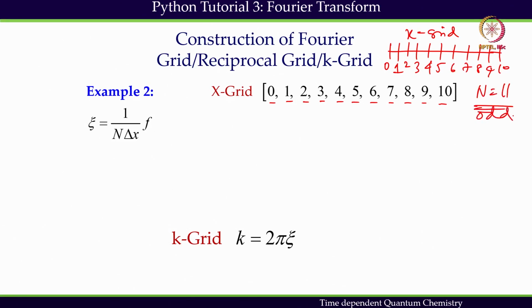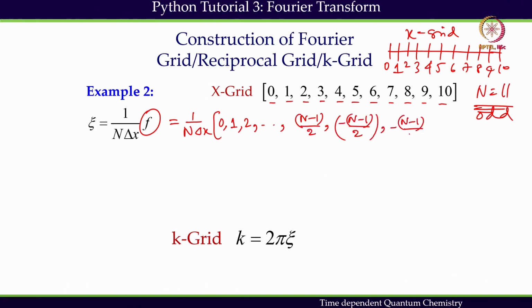Because it is odd, this f function is slightly different. F is going to be now a list for the odd number of n, and that list is given by n delta x. Now, it is going to be 0, 1, 2, then n minus 1 by 2, then minus n minus 1 by 2, then minus n minus 1 by 2 plus 1, continuing up to minus 1.